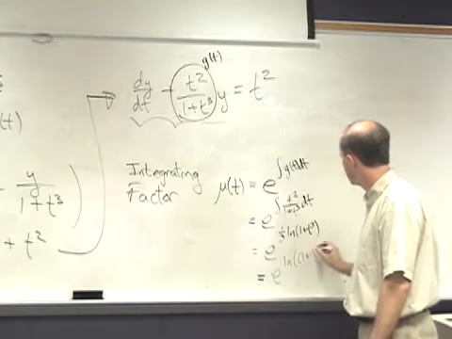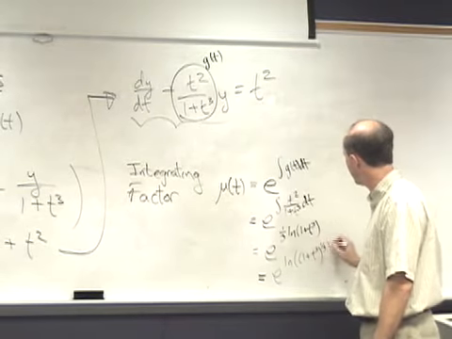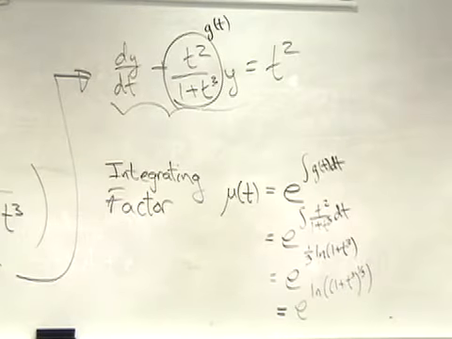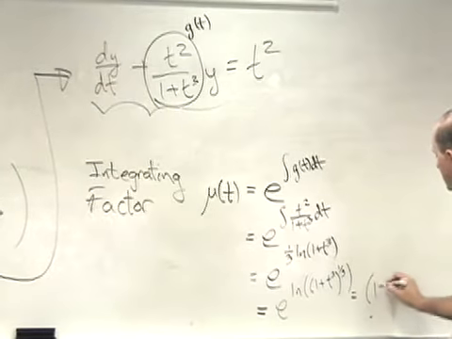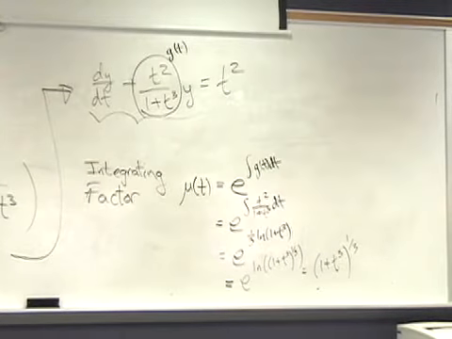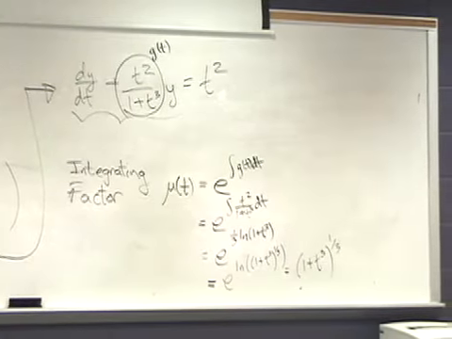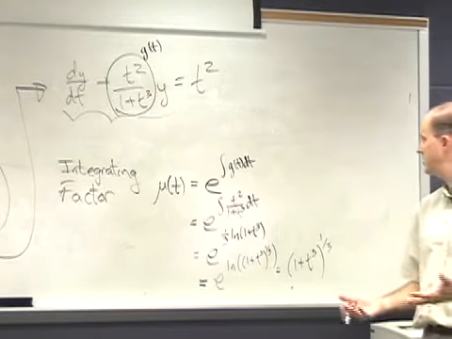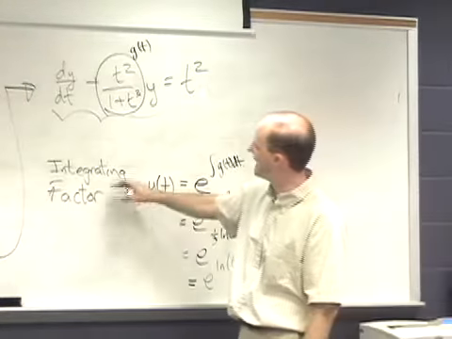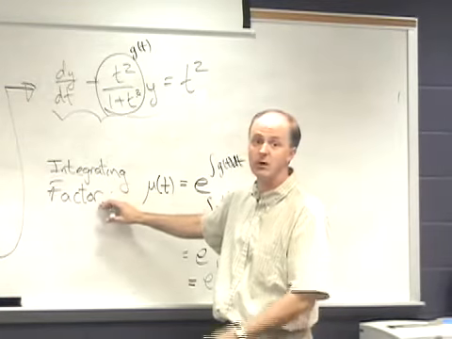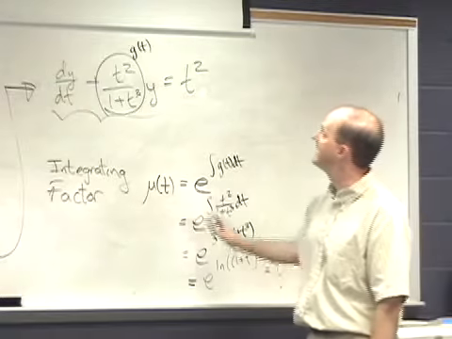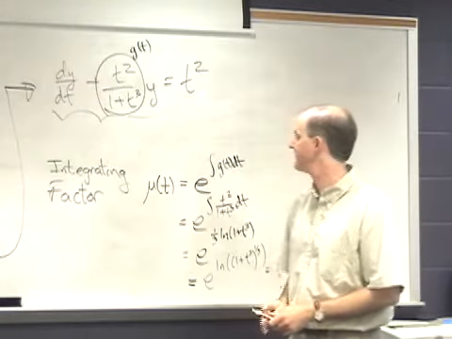I'm going to be able to take that 1/3 and put it in the power of the 1 plus t cubed, and then use the fact that e and natural log are inverse functions to write this function mu of t in the simplified form as 1 plus t cubed quantity to the 1/3 power, or in other words, the cube root of 1 plus t cubed. That's going to be my integrating factor. Now I said initially that it's a factor in the sense that it's going to be a part of a product. In fact, this function is what we're going to take and multiply both sides with.